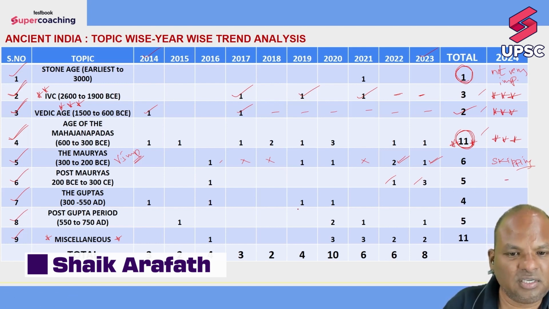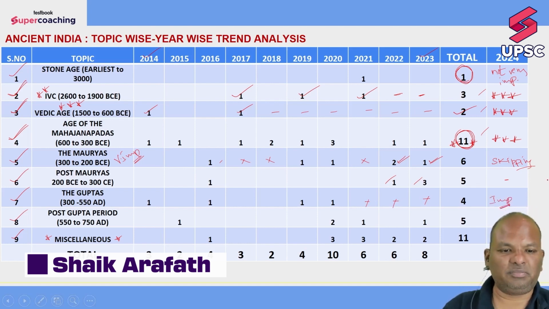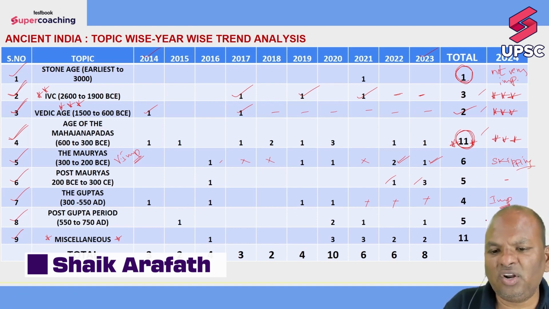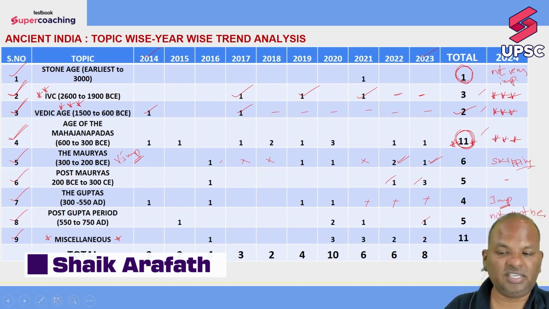And how about the Guptas? Guptas, they are very, very important from the cultural history point of view. Questions have been asked on the Guptas, but in the last 3 years, not a single question came from the Guptas. So 2021, no question was there. 22, no question, and 23, no question. So therefore, it becomes very, very important for this year prelims. Post-Gupta, that is the Harshavardhana's period, may not be very important since a question already came in 2023, may not be very important for UPSC examination.